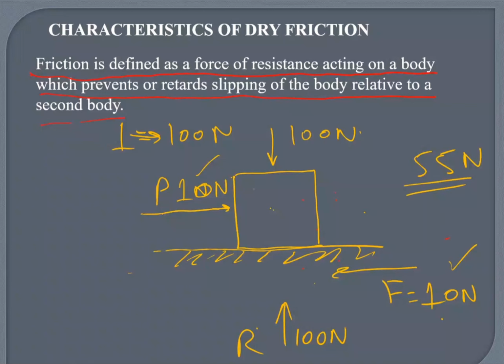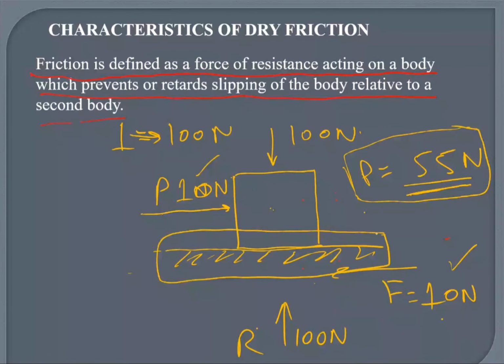If I do the same on a glass, I put the box on the glass. On the floor, it moved at 55 Newton, P is equal to 55 Newton force. On the glass, will it move at 55 Newton P force or well before that, less than 55? Sir, less than 55, because it's a very smooth surface. Yes, sir. So what has changed? That is the contact between the two bodies. And that's what we call coefficient of friction. It depends on the contact of two objects.